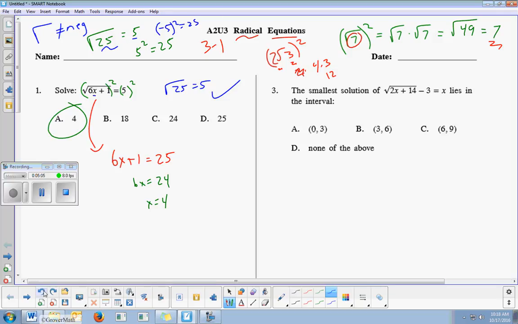It doesn't go both ways. And that's a difficult thing for students to understand. When you get into inverse operations graphically, it makes more sense. But for now, just really remember this. A square root can't equal a negative. So when I check my answers here, I want to make sure that it works out.